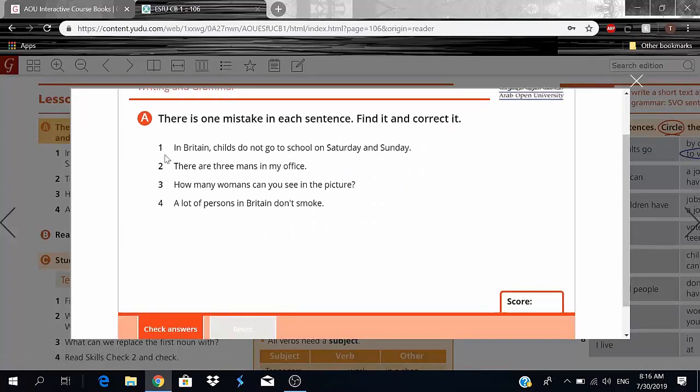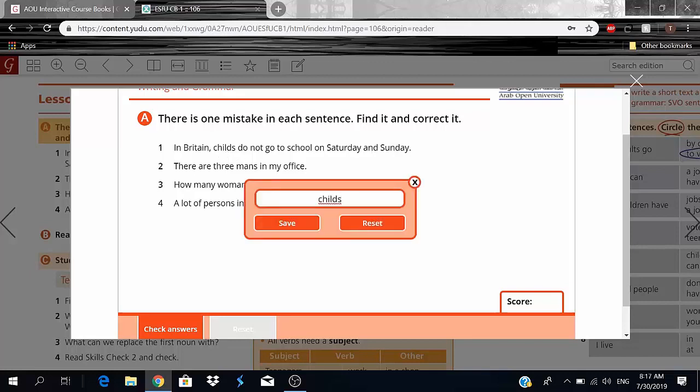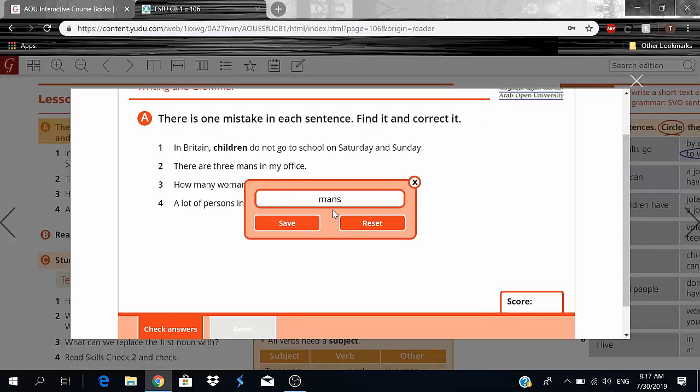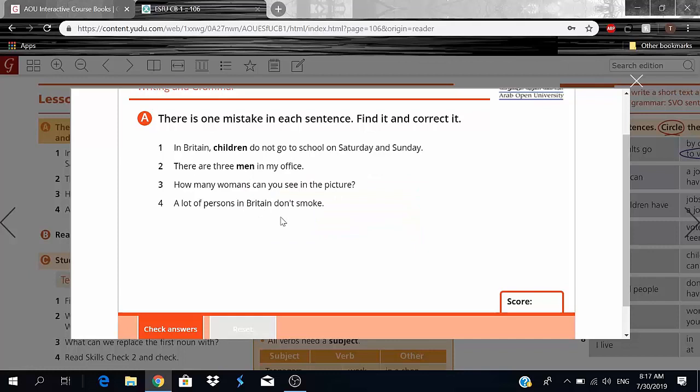So we have number 1, in Britain, childs do not go to school on Saturday and Sunday. Can you guess what's the wrong noun here? That's correct. There's nothing called child. Okay, so this will be children. So in Britain, children do not go to school on Saturday and Sunday. Number 2, there are 3 mans in my office. Obviously, mans is wrong. We don't have anything called mans in English, so men. So there are 3 men in my office.